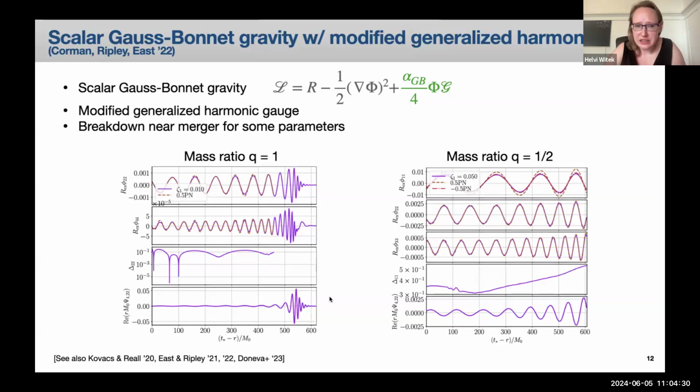And one of the issues that she reported in the original paper is that for some cases, so for example, even just going to a mass ratio of 1 to 2, they saw a breakdown of this new gauge condition close to merger. I think by now they fixed this, and there's actually a body of follow-up work both by Max and also by people like Katie Clough and Daniela Doneva. And I think you saw one of Katie's talks earlier this morning. Okay, so that's the full approach.